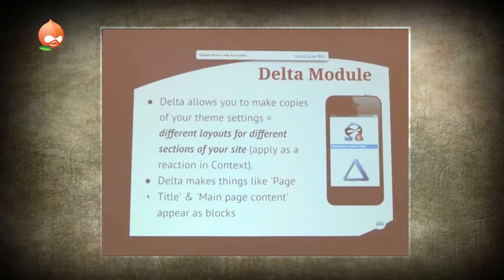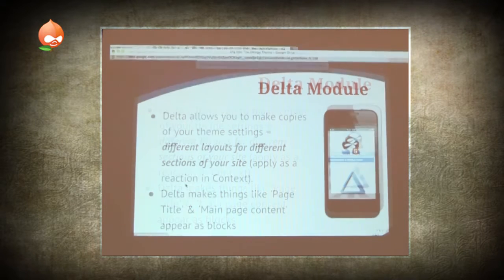So back to the Delta module. Delta is awesome because it allows you to make copies of your theme settings file. So all that lovely configuration stuff you did to customize the generic look and feel of your site, you can clone that, make some changes, and apply that to a different page using context. Another bonus is Delta makes things like page title, breadcrumbs, and your main page content into blocks so that you can more easily move them to a different region if you need to. So let's take a look at how Delta works really quickly.